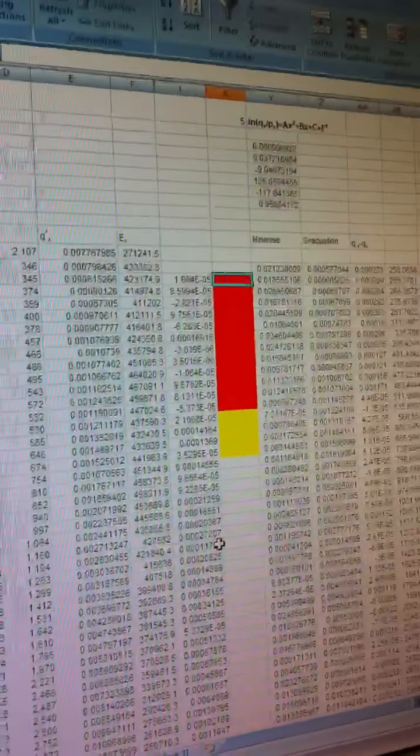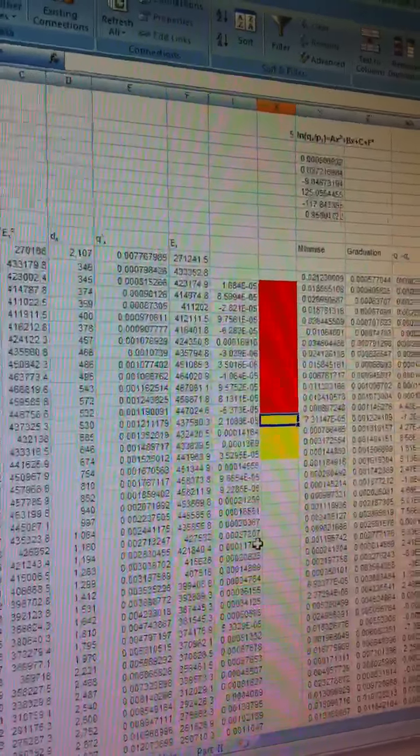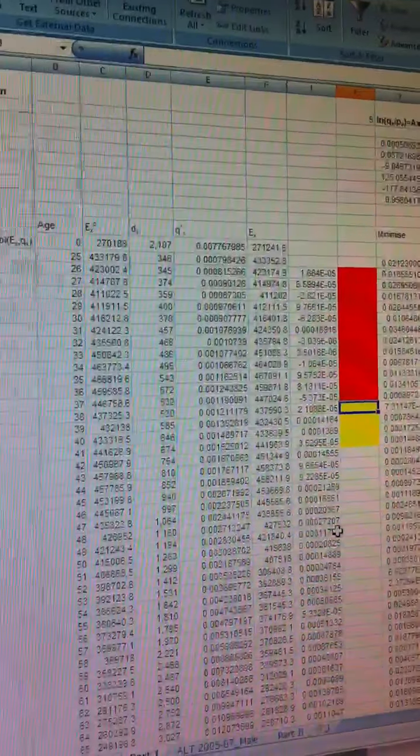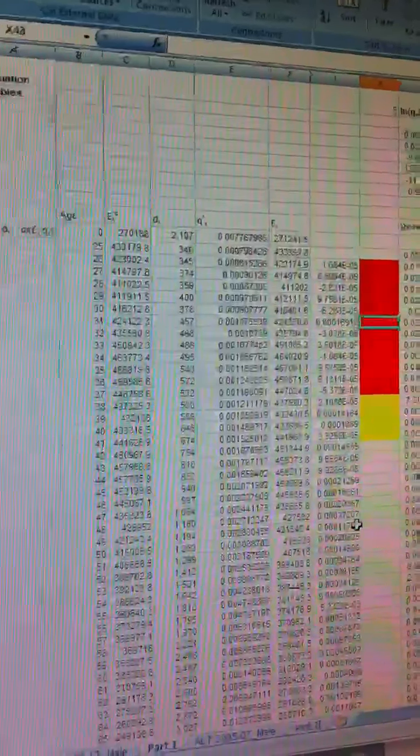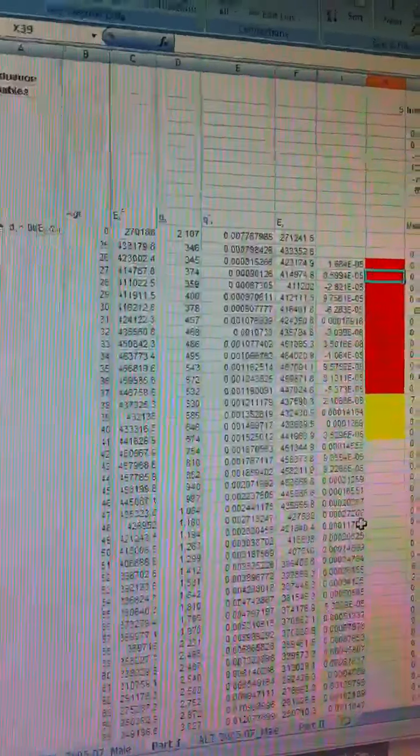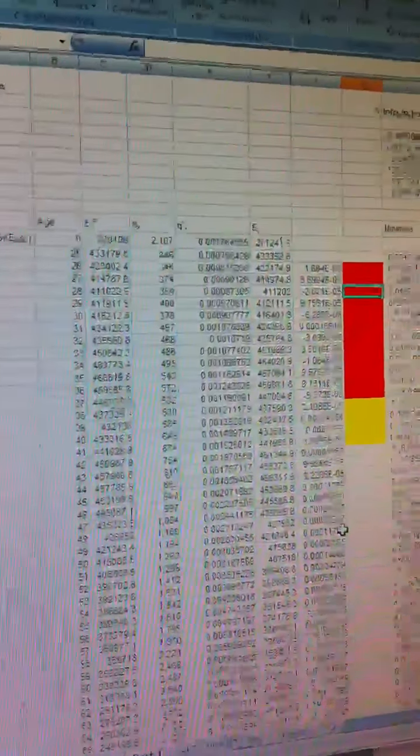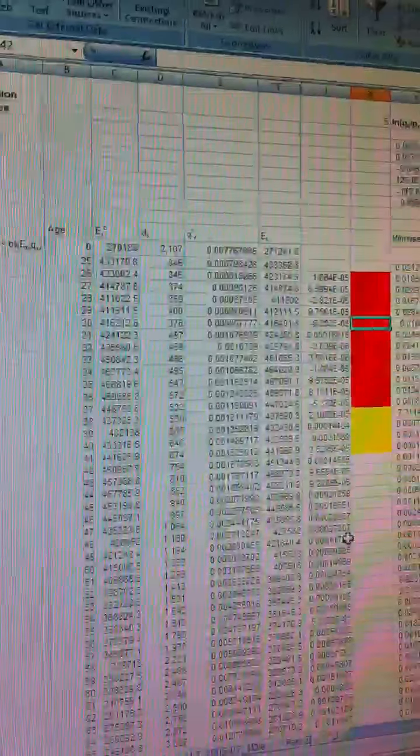Between ages 25 to 38, the death rate actually fluctuates. It increases and decreases. Between ages 25 to 28, it's higher for age 27 than it is for age 28, and then it's higher for age 29 than over 28, but then it decreases again from 29 to 30.